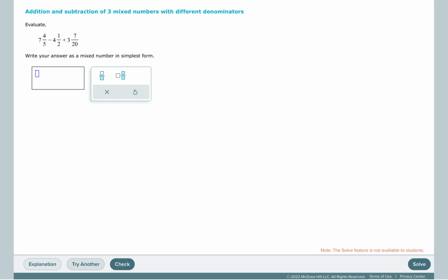On a problem like this where you're adding and subtracting multiple numbers, start from left to right and follow order of operations. So I'm going to start with 7 and 4/5, and then I'm going to subtract 4 and 1/2. And then when I get that answer, then I'm going to do the next operation. So in this case, I'm going to line everything up.